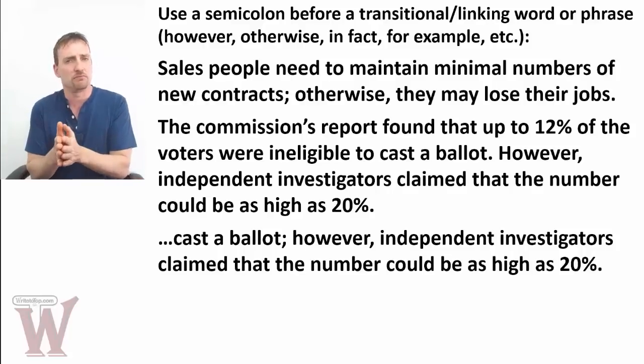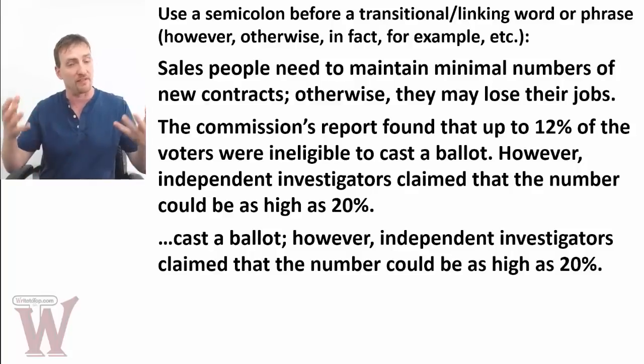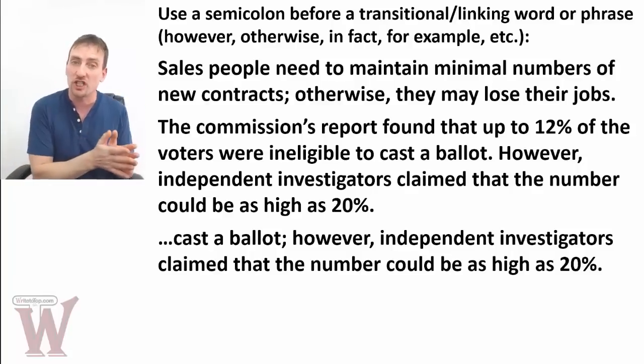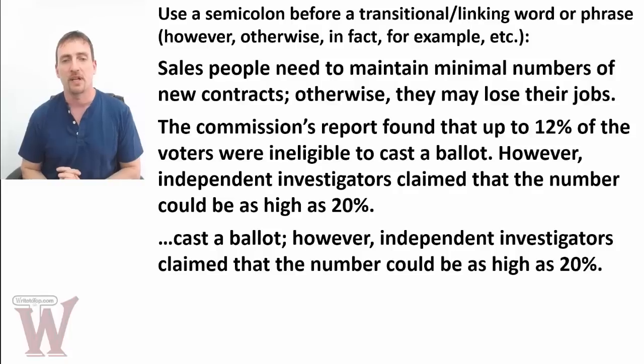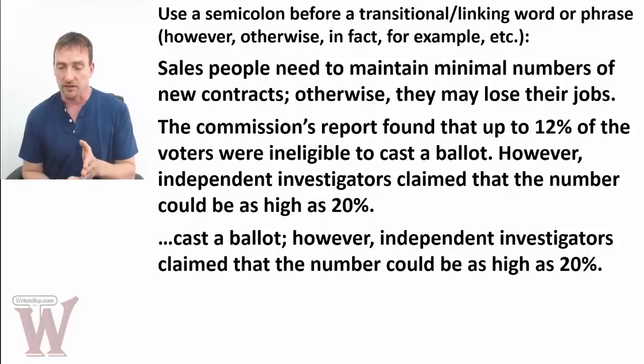But why separate them when you can join them and have a nice, complex looking sentence instead? The Commission's report found that up to 12% of the voters were ineligible to cast a ballot. However, independent investigators claimed that the number could be as high as 20%. Or, to cast a ballot; however, after the semicolon, notice no capital, it's a small one, independent investigators.